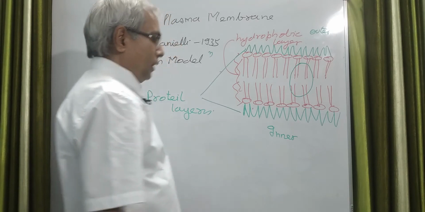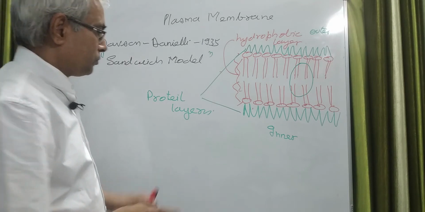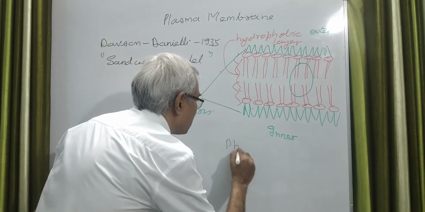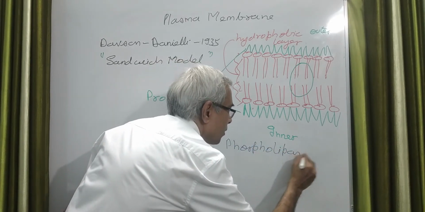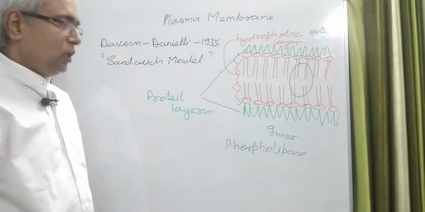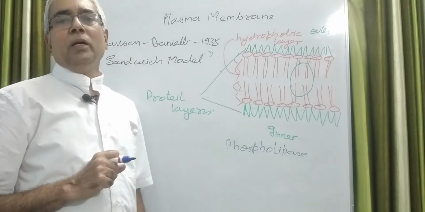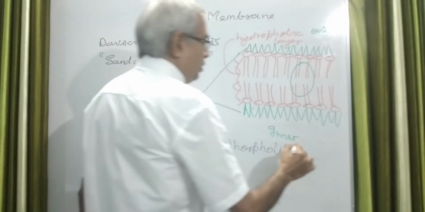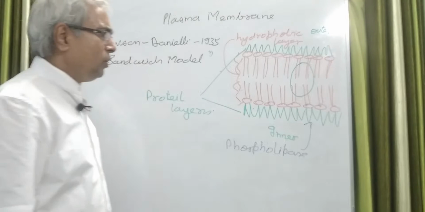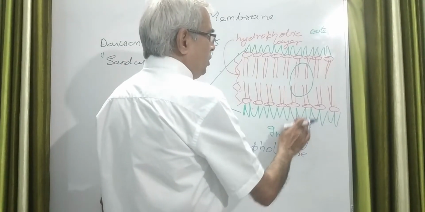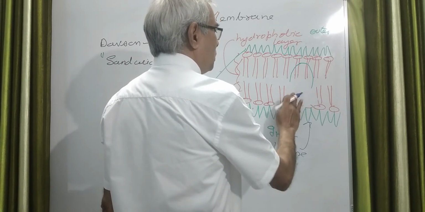Thirdly, an enzyme, that is phospholipase, was used. Phospholipase, as the name indicates, means it dissolves, it digests the phospholipid molecules. When this phospholipase enzyme was applied on the membrane, then it was found that this phospholipase enzyme was able to dissolve these phospholipid molecules, to digest these phospholipid molecules.